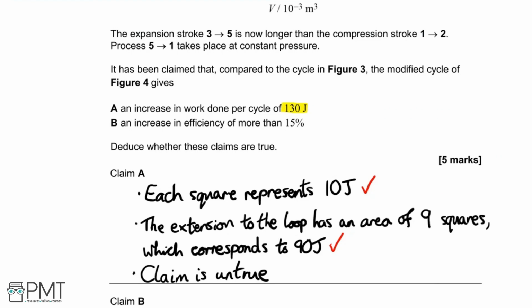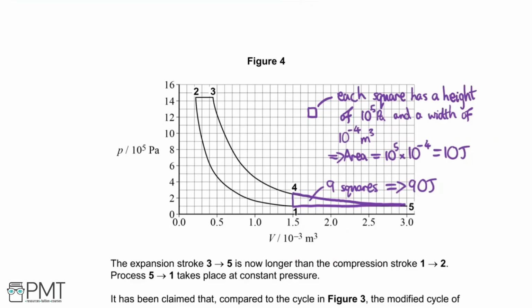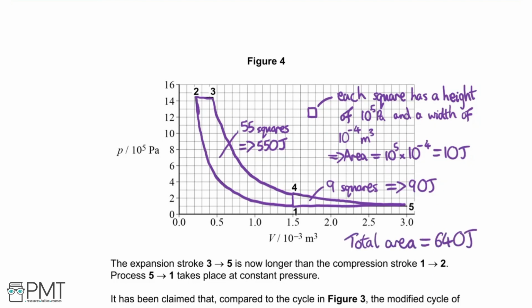So claim B is that there's an increase in efficiency of more than 15%. Now the area of the original loop is 55 squares, which corresponds to 550 joules. This means that the new area of the overall loop 1, 2, 3, 4, 5, 1 is going to be 640 joules. So where we were dividing 550 joules by the input energy to find the efficiency, we're now dividing 640 joules by the same input energy to find the new efficiency. So the difference in efficiency is going to be our efficiency increase, and that's what we need to write down in the answer space for claim B.